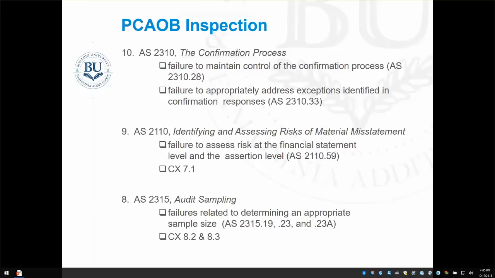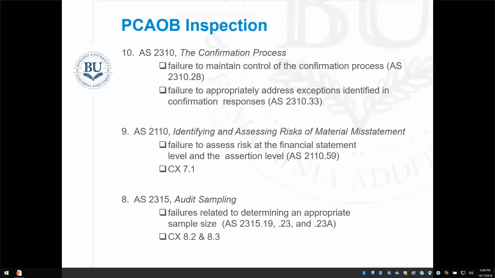CX 7.1 is obviously the risk assessment piece, and this is where we do all of our risk assessment testing. So it's important to keep that in mind as we move forward throughout not just our PCAOB audits, but also our normal non-issuer client audits as well, to make sure that all that testing is tied together.